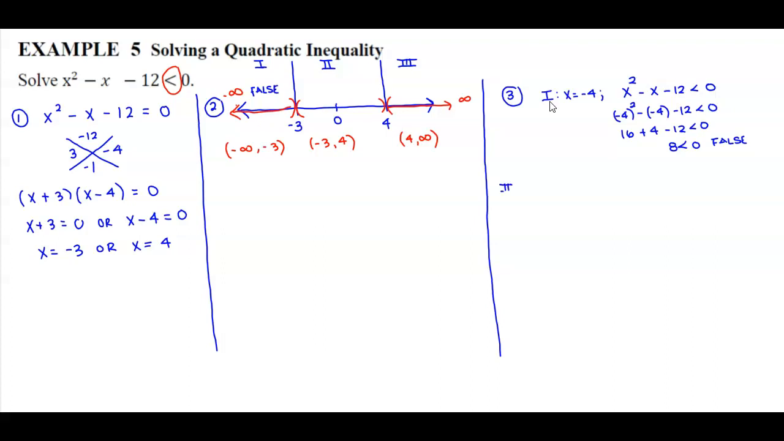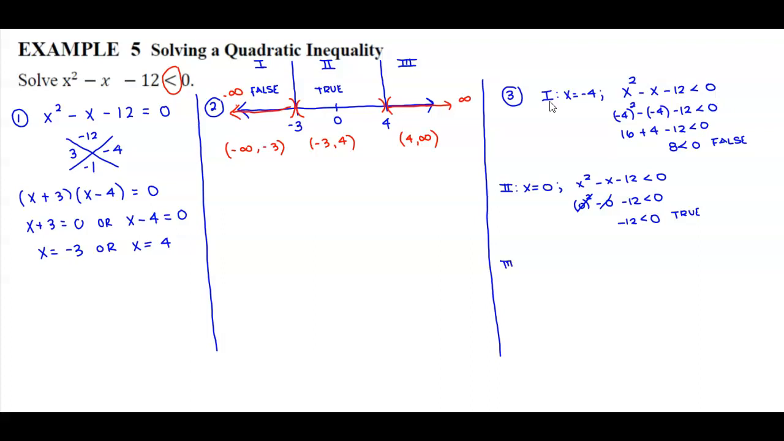Okay, let's test region number 2. We're going to pick the easiest number in that region, which is 0. So x equals 0, and we plug it into the inequality x squared minus x minus 12 less than 0. We have 0 squared minus 0 minus 12, which is negative 12. Is negative 12 less than 0? The answer is true. So it's true for region 2.